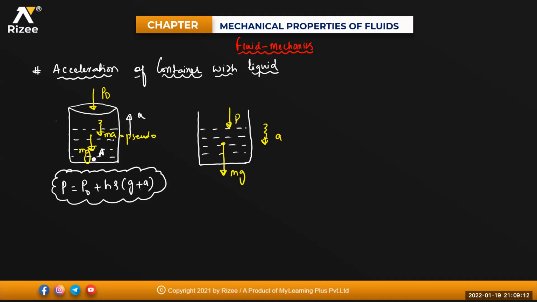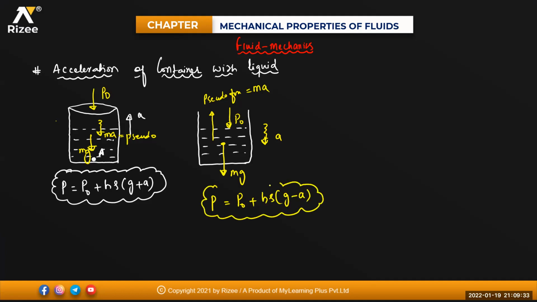Atmospheric pressure is no doubt in the downward direction, but pseudo force is in the upward direction. Pseudo force is equal to m into a in the upward direction. So pressure in this case will be written as P is equal to P naught plus h rho into g minus a. Clear? Moving in the upward direction, positive. Moving in the downward direction, it will be negative. Any doubt to anyone in this one?